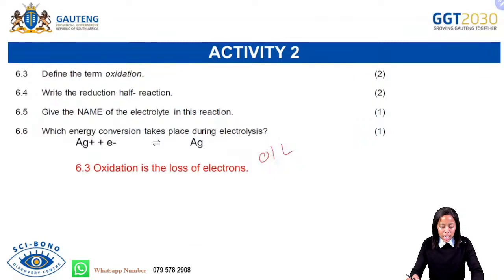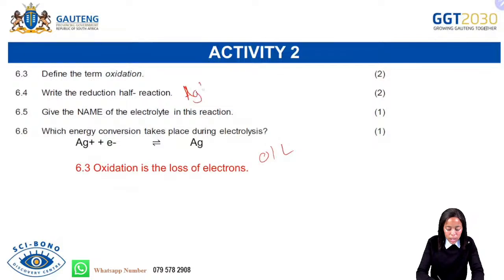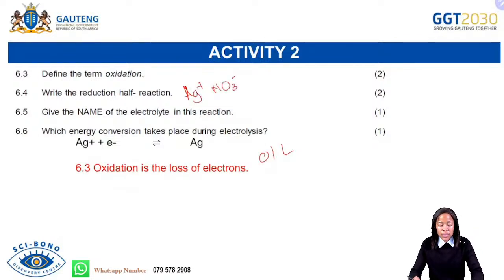Remember the first step that you would have done was to break down the electrolyte. Number 2 was to do migration of the ions. And then from there, after migration, that is when you are able to write the oxidation and the reduction half reaction. So what are we going to have when it comes to the reduction half reaction?